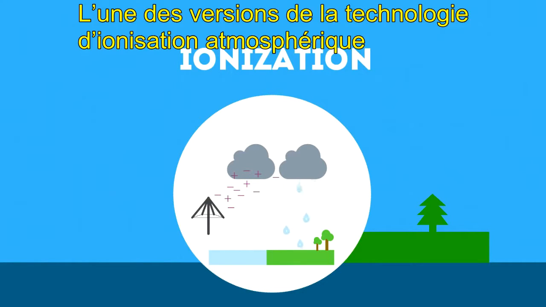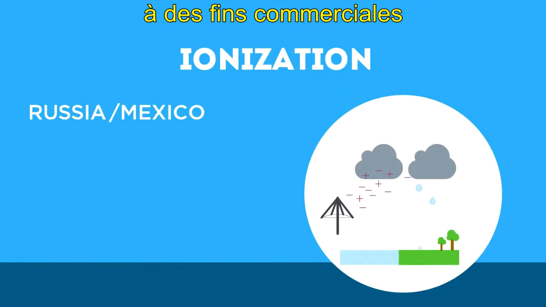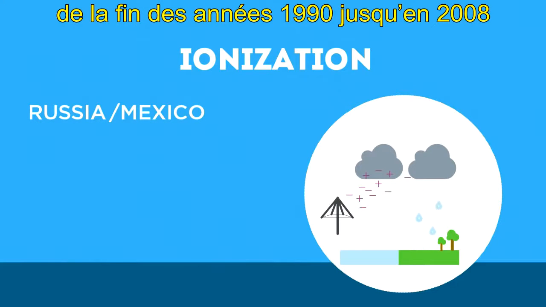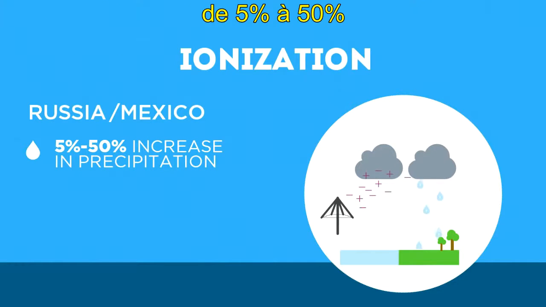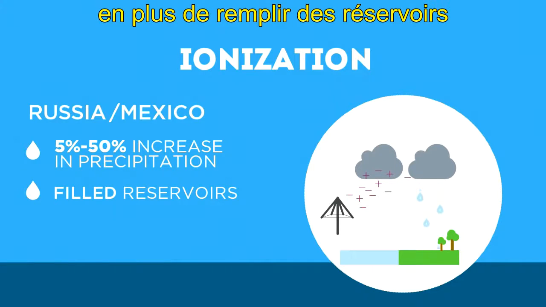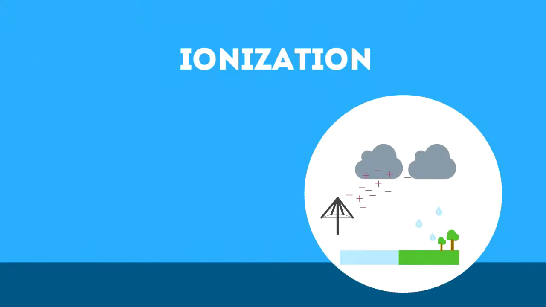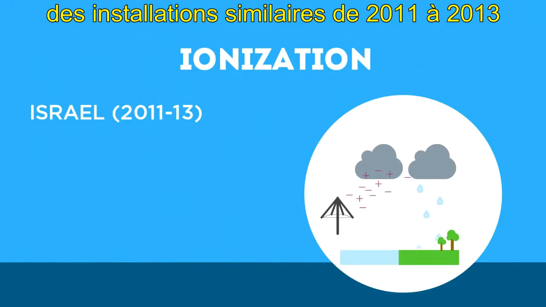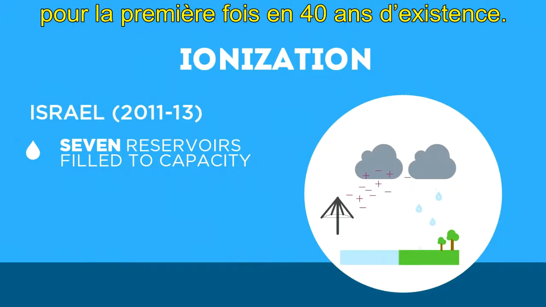One version of atmospheric ionization technology was developed in Russia in the mid-1980s and brought to Mexico, where commercial operations from the late 1990s to 2008 resulted in 5 to 50% increases in precipitation in entire states, the filling of reservoirs, and the reduction of forest fires. In Israel, operations from 2011 to 2013 filled 7 reservoirs to their full capacity, for the first time in the 40-year operation of the reservoirs.